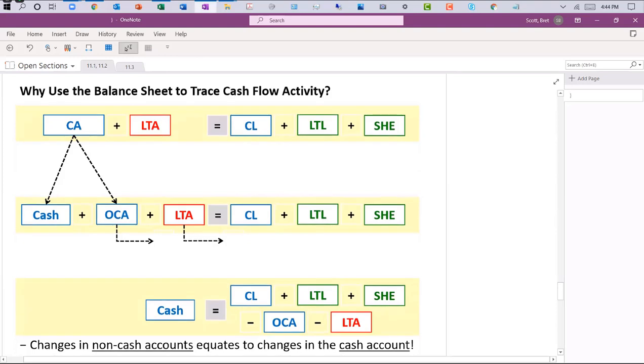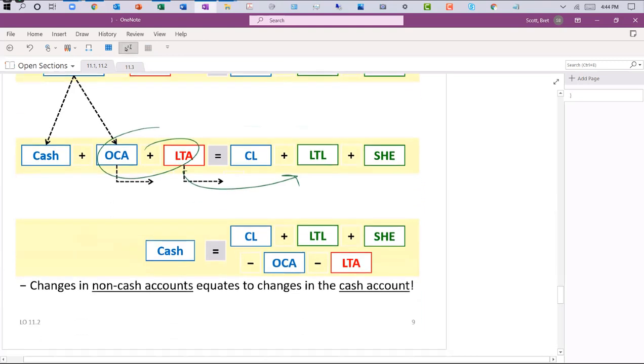We saw that mathematically in the last class, where we could see, hey, if we move everything over to the right-hand side, total cash equals the totals of all the balances in all the other non-cash accounts. More importantly, the change in cash equates to the change in current liabilities, the change in long-term liabilities, the change in stockholders' equity accounts, the change in the other current asset accounts, and the change in the long-term asset accounts. That's mathematically how it works.